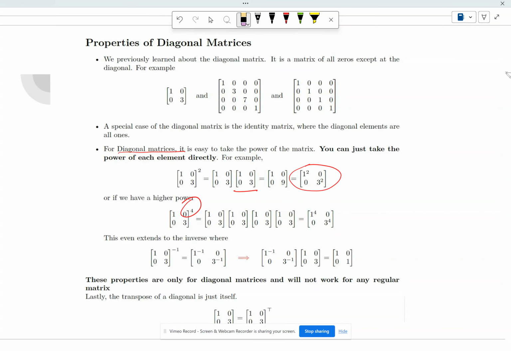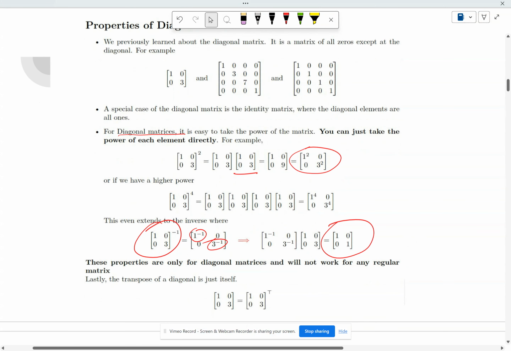And this even extends to inverse. If you want to take the inverse of this, it's as easy as just taking the inverse of everything on the diagonal. And if you don't believe me, you're welcome to multiply it out. When you multiply by its inverse, you're supposed to get the identity. And here, you would get the identity.